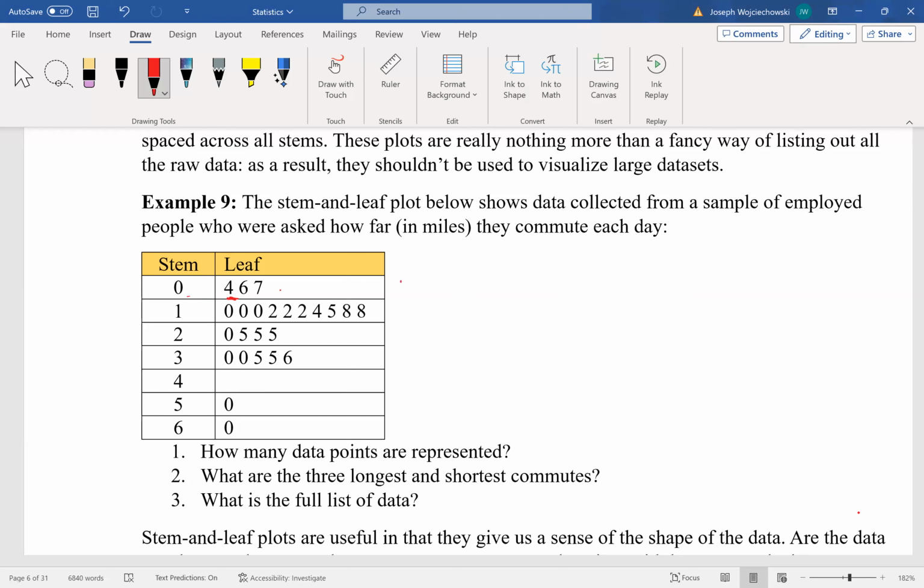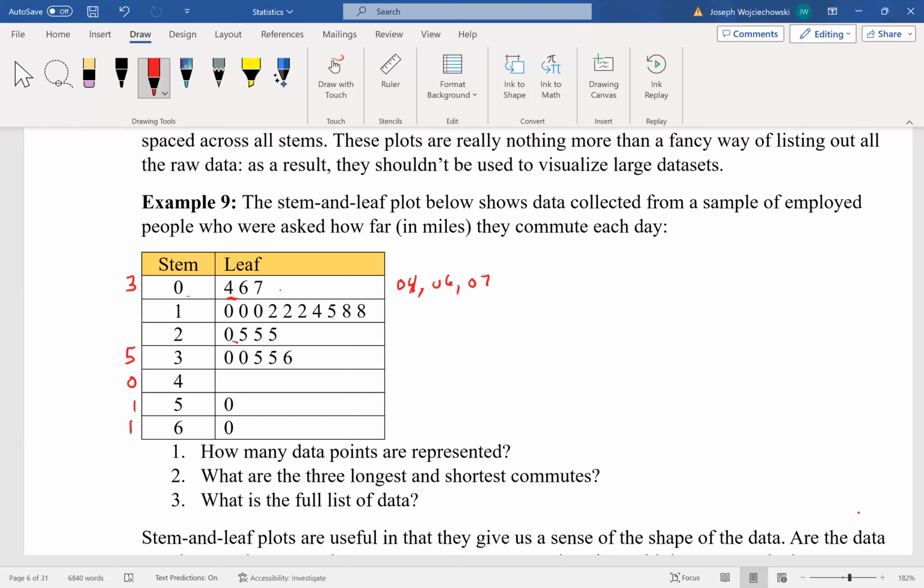4, 6, and 7. Okay, so that means this has just 3 data points in it. So how many data points are represented? Well, I have one number here that's 60, right? So that's 1. Same here. There's 0 here. Now here I have a 30, a 30, a 35, a 35, and a 36. So there's 5 data points there.